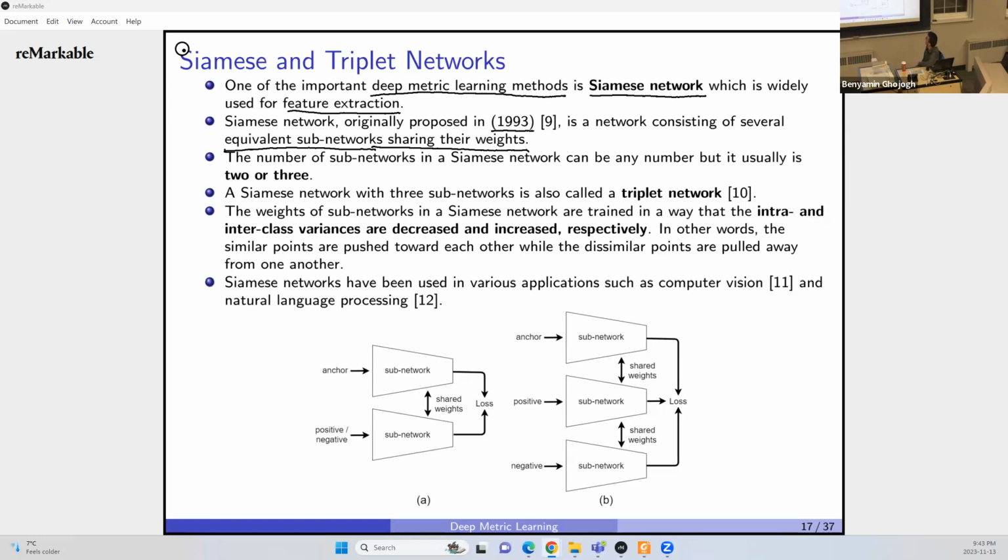When we have 2 networks, we usually use contrastive loss. I will tell you what it is. For 3 networks, we usually use triplet loss, and it's also called a triplet network. What is the goal? The goal of these loss functions is the goal of Fisher discriminant analysis, which was proposed a century ago. For more information, see my statistical machine learning course.